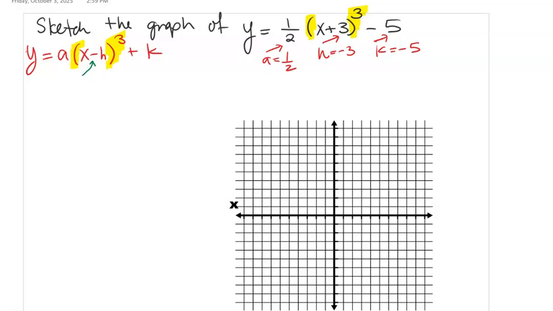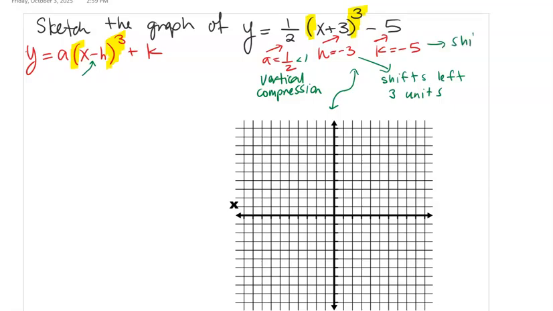And the A, H, and K do the same transformations to the cubic that they did with the quadratic, that they did with the absolute value, and that they do with any generic function. So for example, this 1/2, since it's less than 1, is going to cause a vertical compression. So this squiggly graph should look a little bit more compressed than the parent one did. The h value of -3 is going to shift our graph to the left 3 units. And the k value of -5 is going to shift our cubic graph down 5 units.